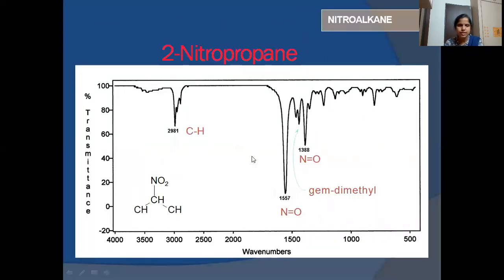So first we'll take an example of 2-nitropropane, which is a nitroalkane. So this is the nitro group which is attached to the carbon. Nitro group means we have to observe N double bond O. So around 1557 we find the band. And if we are having gem dimethyl, these are the doublets. These are due to gem dimethyl groups.